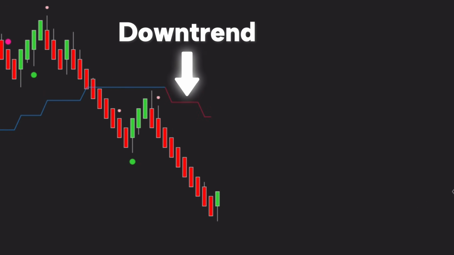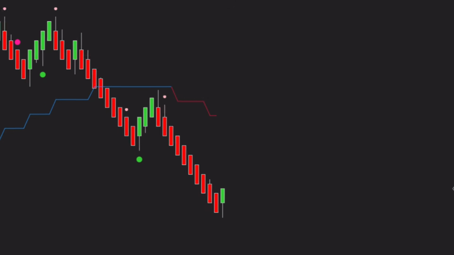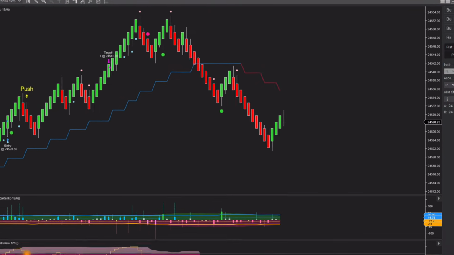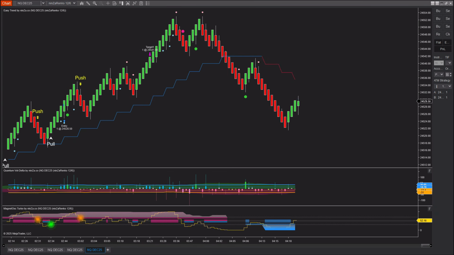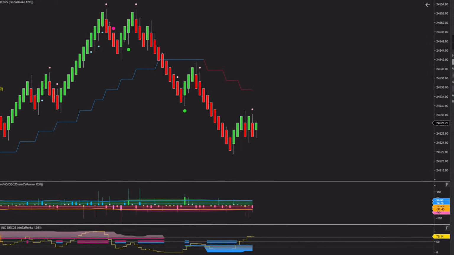Next, we can see that the trend has shifted into a downtrend. At this point, Easy Trend has also turned red, giving us a clear signal that the sellers are now in control of the market. And right after that, once Magnet OSC Turbo gives us the confirmation, we now have everything we need to act.